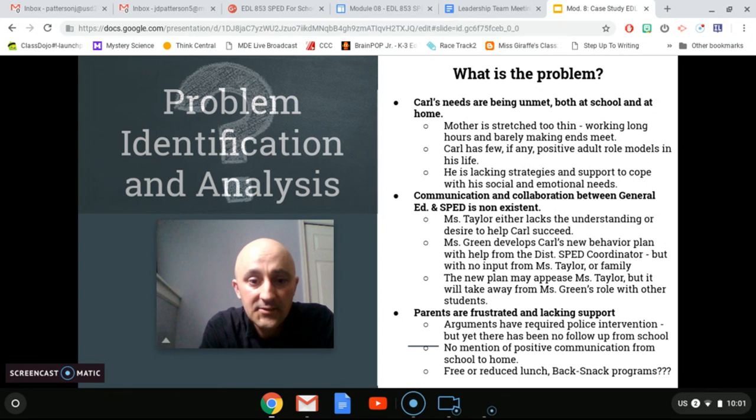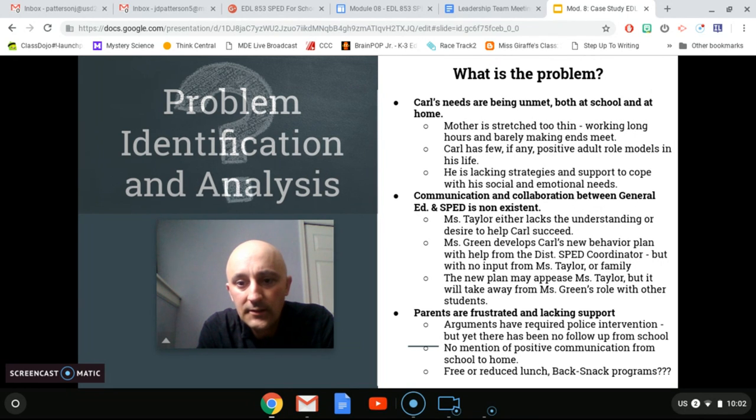Positive role models are non-existent in Carl's life, so that's another big issue there: he doesn't really have anyone to look up to. And then just the strategies, he's lacking strategies for how to support those behavior emotions. He doesn't know how to regulate those emotions right now. Another huge problem in this case is just communication and collaboration between Gen Ed and SPED. It's not there. Miss Taylor doesn't seem to have much of a desire to go out of her comfort zone to help Carl. So there needs to be more collaboration going on so she can feel better prepared to do that.